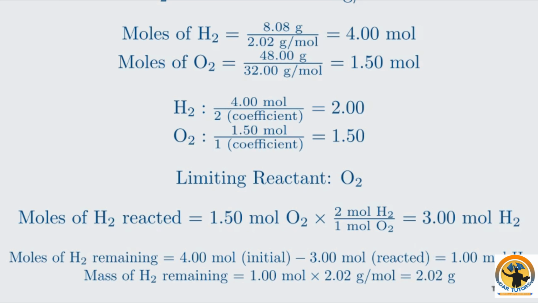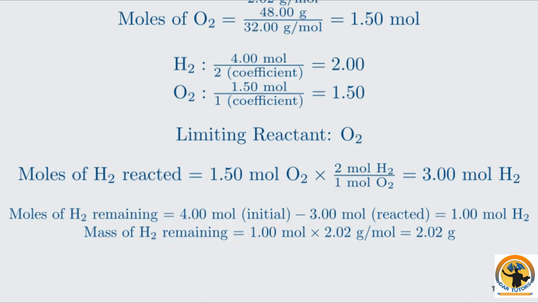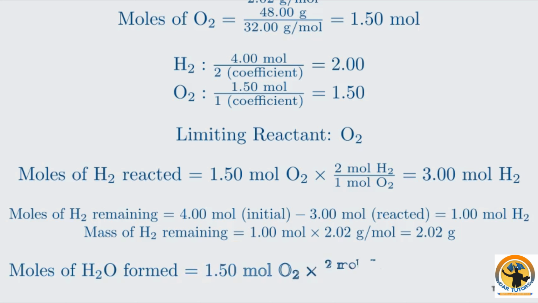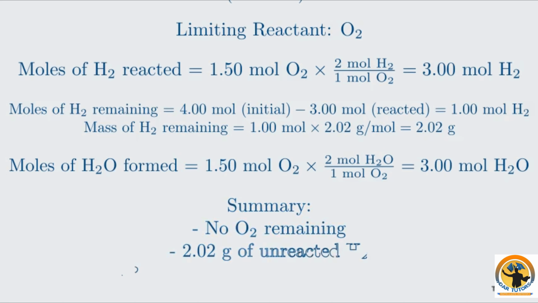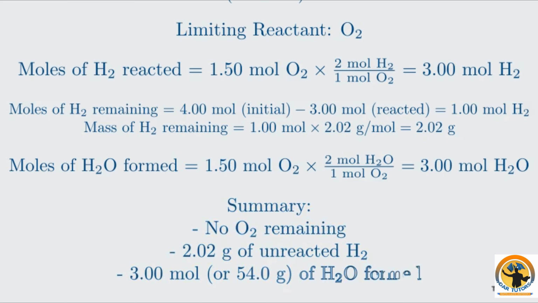Finally, we can calculate the amount of product formed, which is water. The stoichiometry between oxygen and water is 1:2. Since we reacted all 1.50 moles of oxygen, we will form 2 times 1.50 moles of water, which is 3 whole moles of water. To summarize, after the reaction, there are no reactants left. We have 2.02 grams of unreacted hydrogen and 3.00 moles, or approximately 54.0 grams of water product.